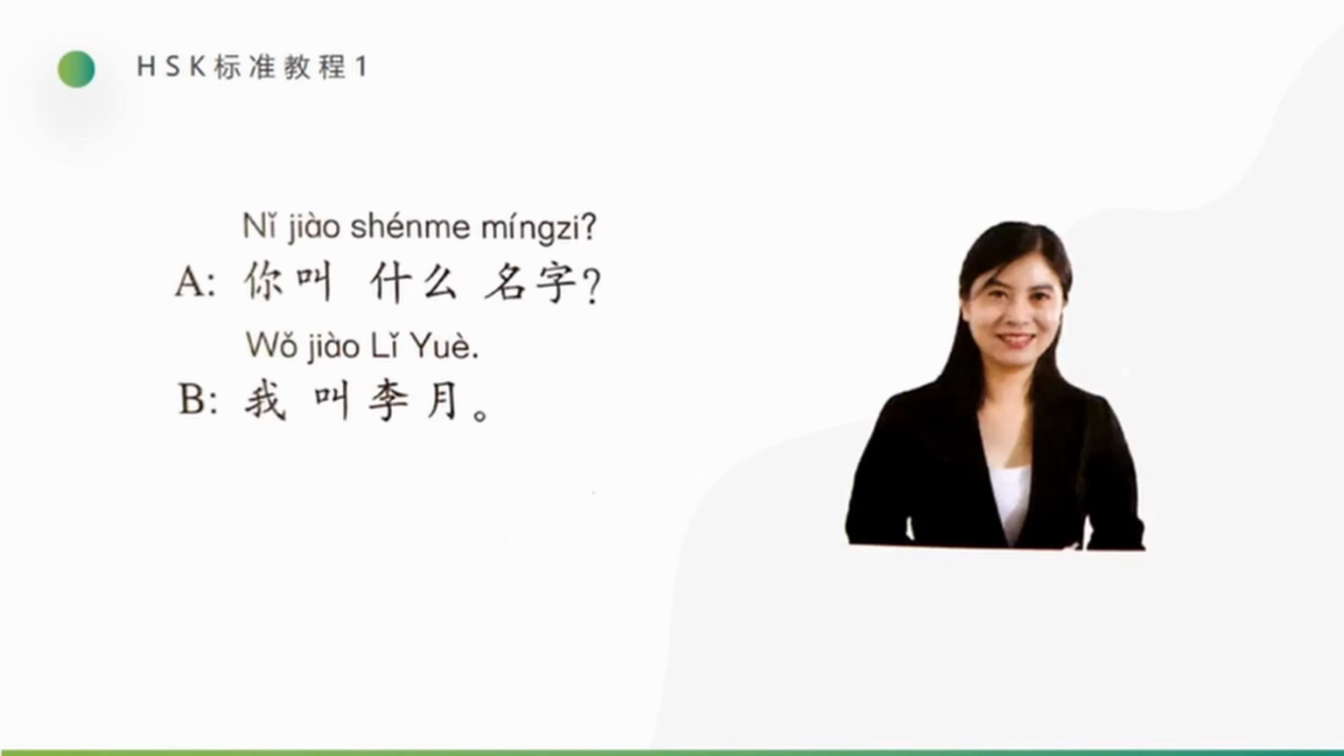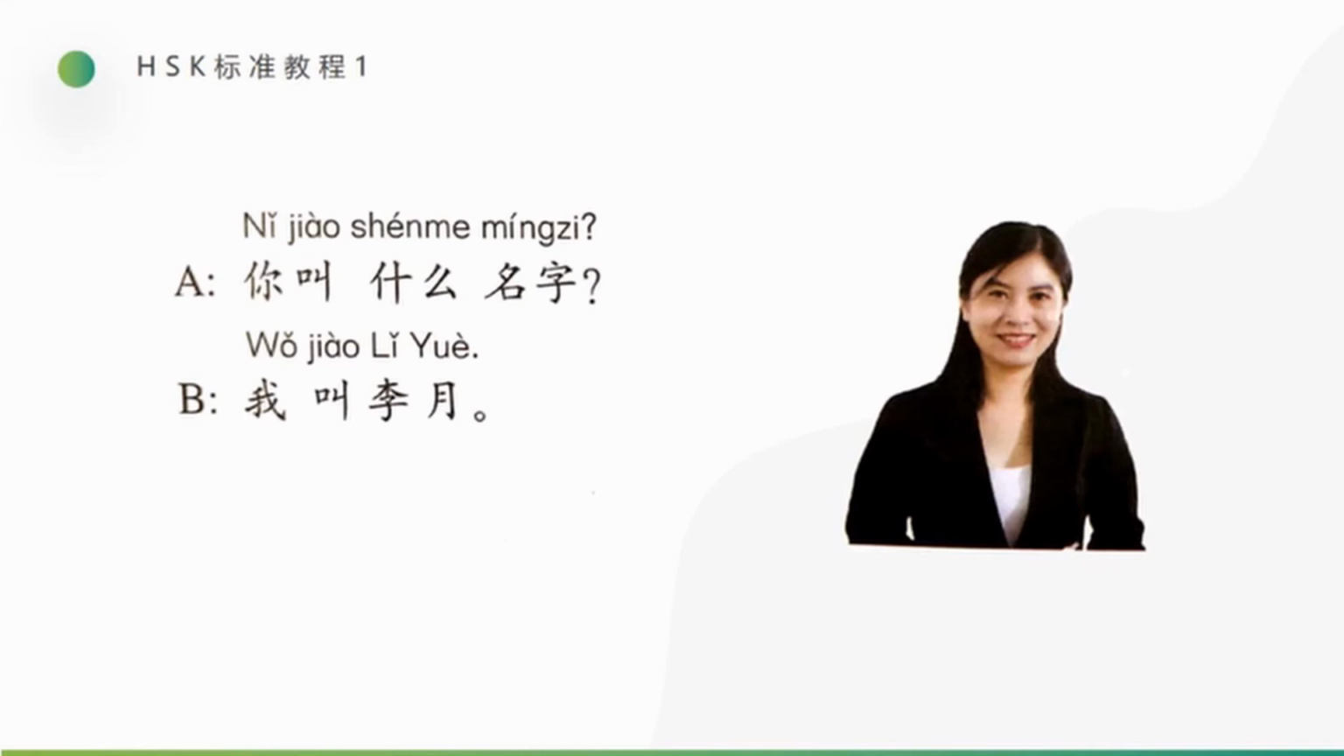Okay, this is text 1. Let's read it after the radio. 你叫什么名字? 我叫李月. Okay, once again. 你叫什么名字? 我叫李月.